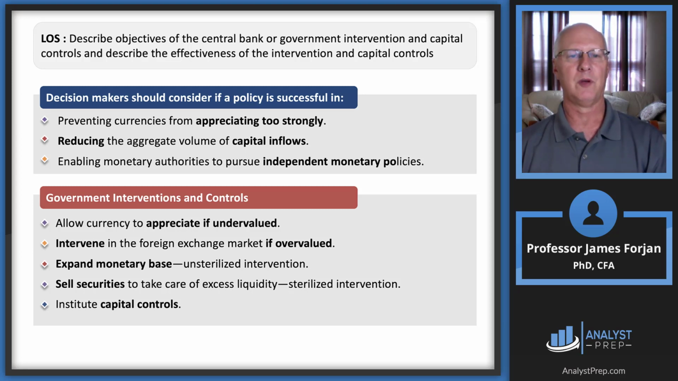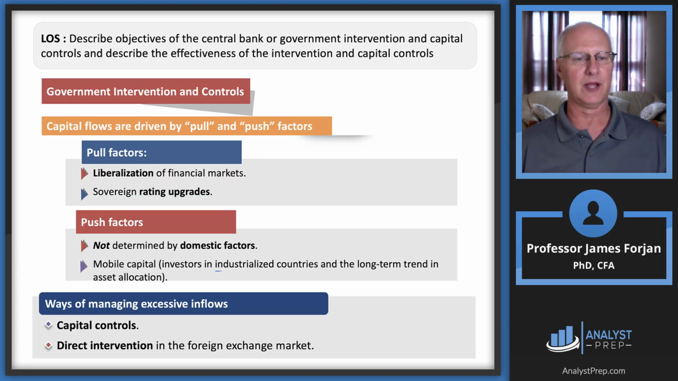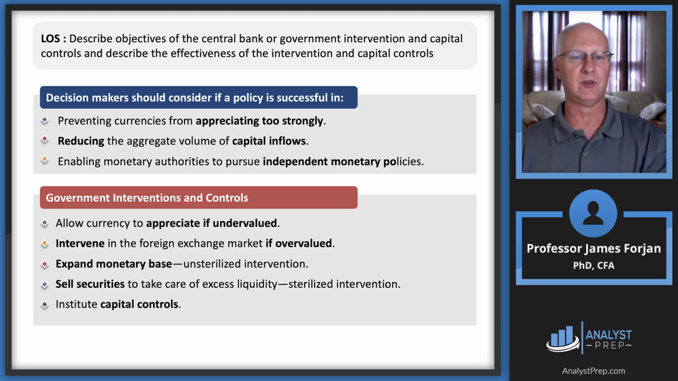All right, so what are some interventions and controls? Allow currency to appreciate if it's undervalued. Intervene in the foreign exchange market if overvalued. So here, sometimes the government is going to act. And what did I have back here? I don't think I mentioned this. So direct intervention, that's the second part. But notice that first one, allow the currency to appreciate if it's undervalued. That means just kind of step back and say, okay, you guys figure it out.